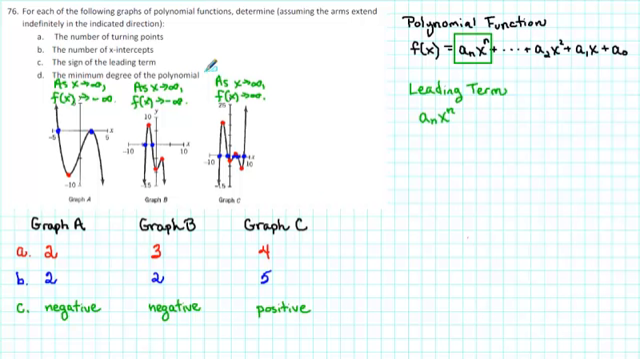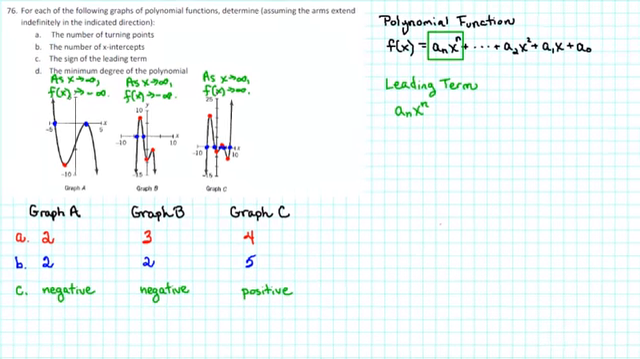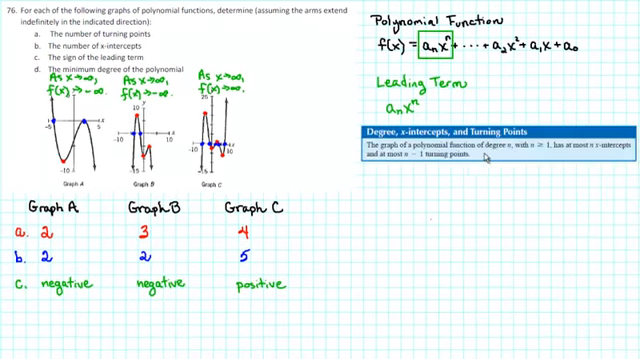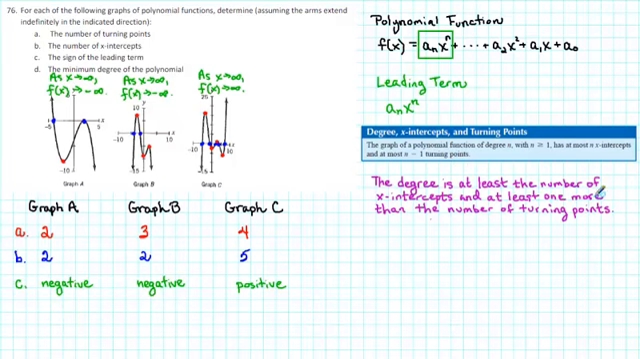For part D, we're asked to determine the minimum degree of the polynomial. So let's recall the relationship between the degree, the number of x-intercepts, and the number of turning points for a polynomial function. We recall that the graph of a polynomial function of degree n, with n greater than or equal to 1, has at most n x-intercepts and at most n minus 1 turning points.